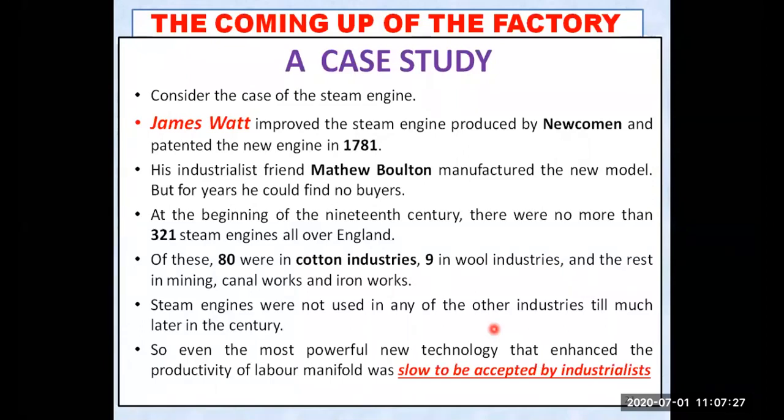So even the most powerful new technology enhanced the productivity of labor many times over, because of the invention of the steam engine. Production was increased at a very great speed, and it really multiplied. But it was still slow to be accepted by industrialists, because, as we have seen, the machines kept breaking down, the repair cost was very high, and there were not sufficient workers available in the country to operate such machines.